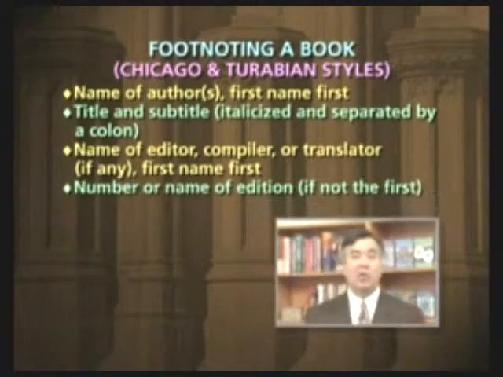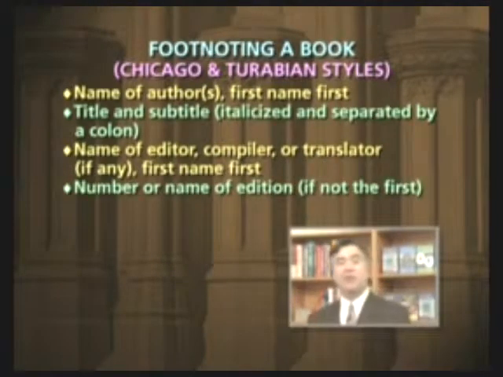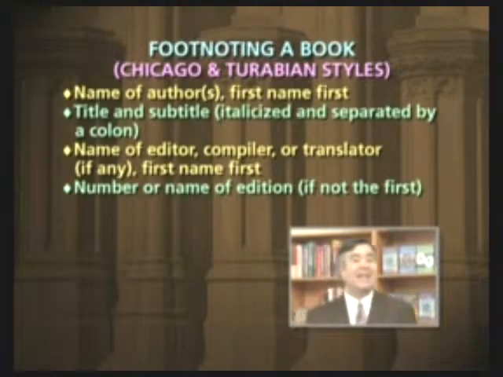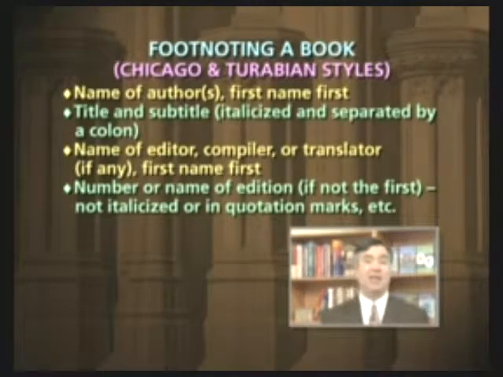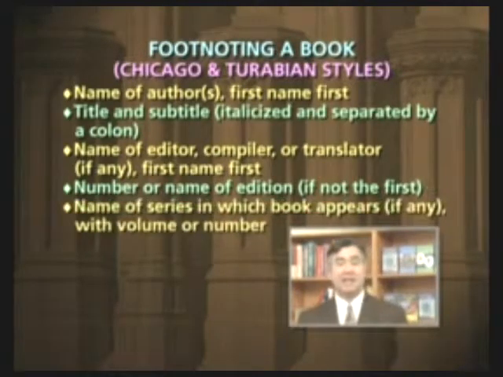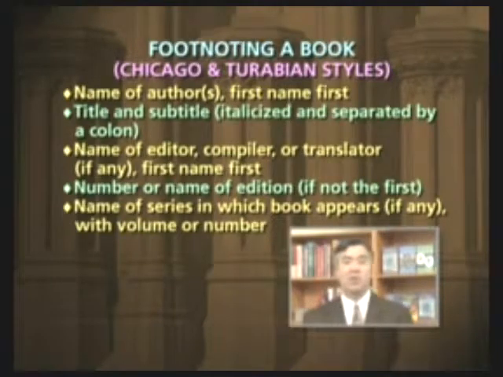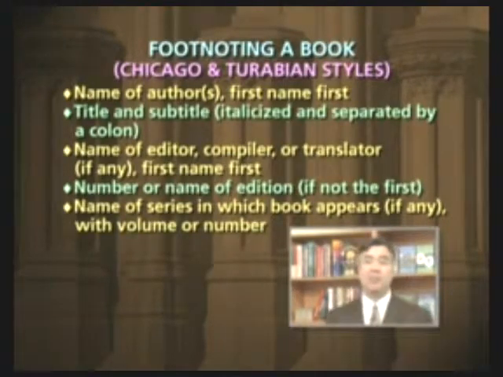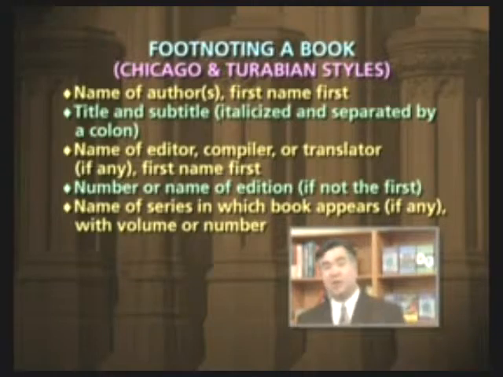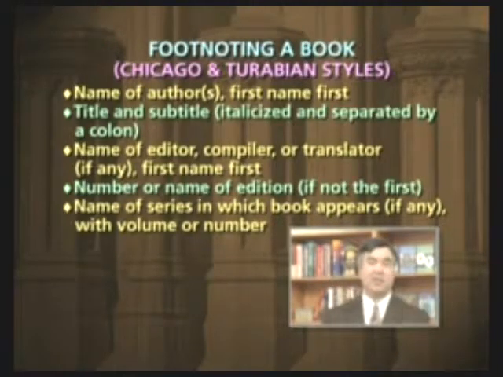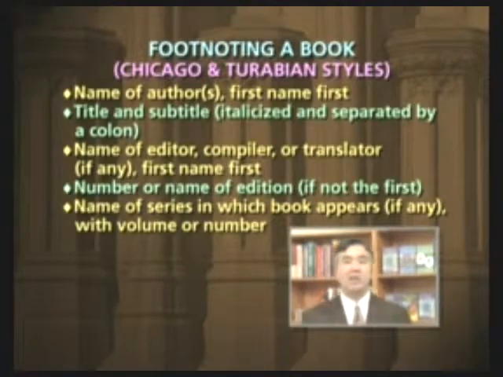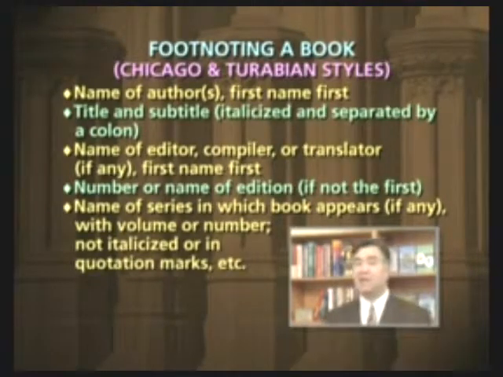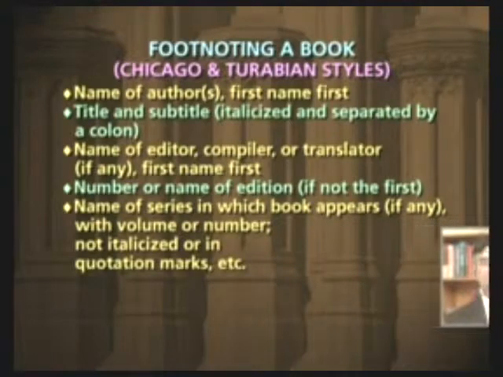Next, the number or name of the edition, if not first. For example, the second edition, revised edition, or deathbed edition. This is not italicized, quoted, or marked in any other way. Next, name of the series in which the book appears, if any, with volume or number. For example, if a book is part of a series, you might include a listing such as Benson University Series in Environmental Studies, Volume 5. Again, this is not italicized or placed in quotation marks.